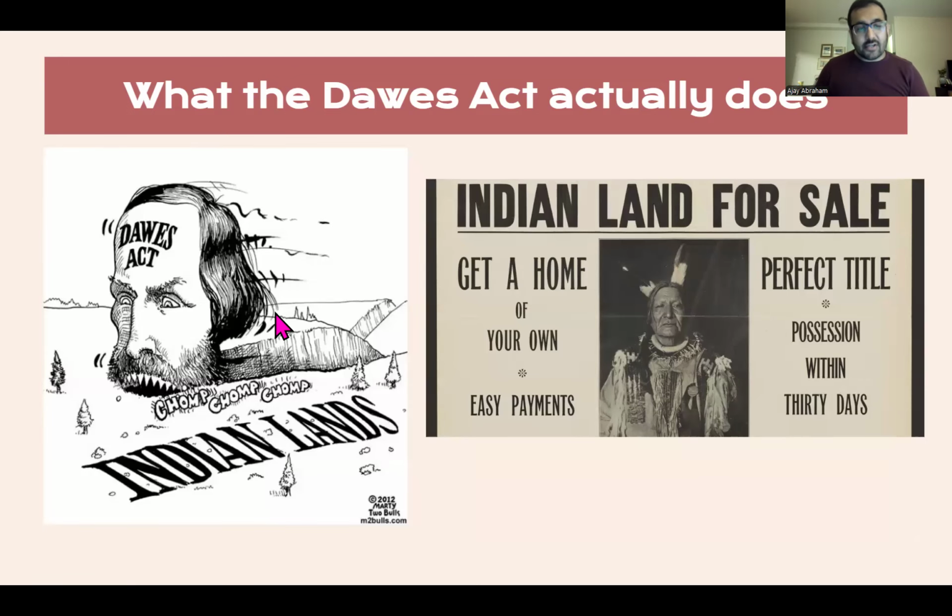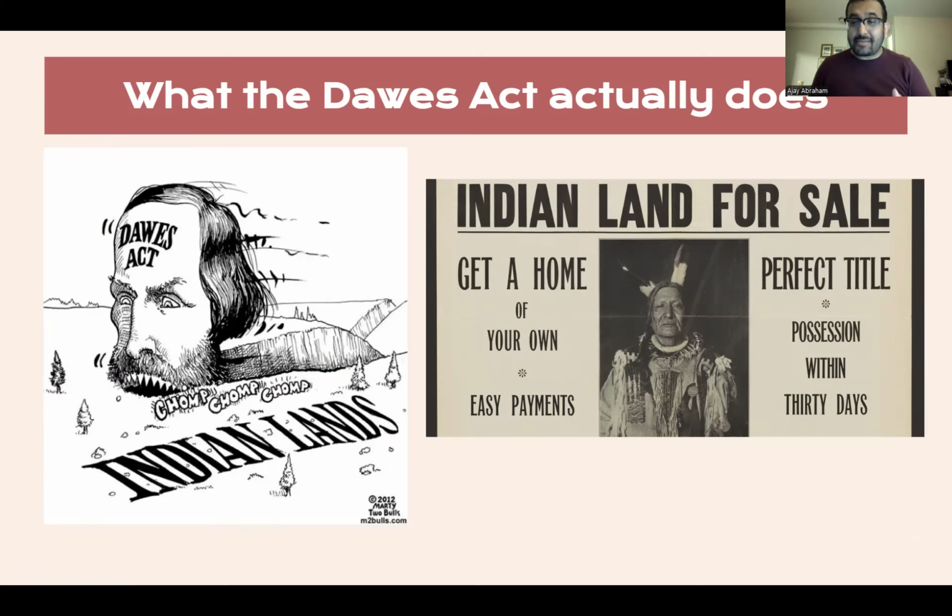This is a cartoon from 2012. It's not contemporary to the events. But this is why, when we see the Dawes Act, it's seen as a kind of act of exploitation, right? Dawes literally eating through Indian lands. We see that in real time, at the time, with this picture: several posters immediately after the Dawes Act was passed and the allotments were done.